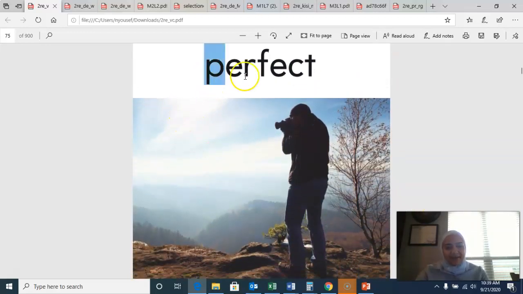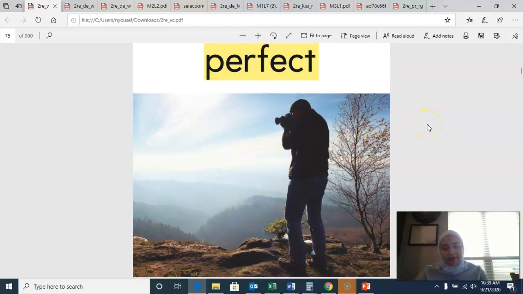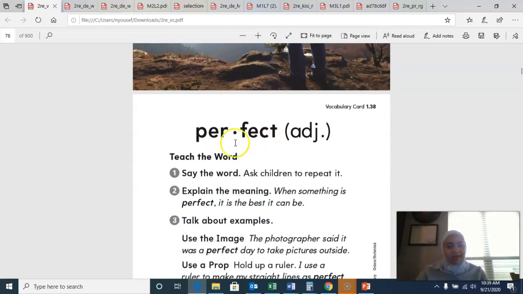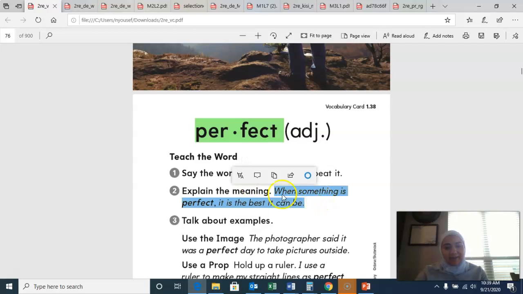Okay, the next word is perfect. Perfect. He is taking a picture and it looks like it is the most perfect picture ever. Look how beautiful that scene is. Oh my goodness, it's breathtaking. It's perfect. Perfect is an adjective. It's something that describes a noun. So when something is perfect, it is the best that it can be. When something is the best that it can be, then that is perfect. It can't get any better.